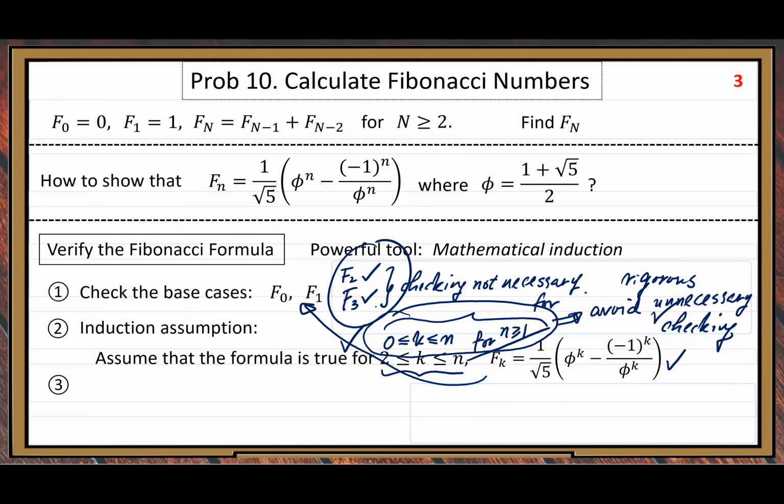Then the last step, the most important and hardest step. Usually the first two steps are very easy, so we don't worry about them. The most difficult one is step three. We need to verify that F sub m plus 1 equals 1 over root 5 times (phi to the m plus 1 minus negative 1 to the m plus 1 over phi to the m plus 1).